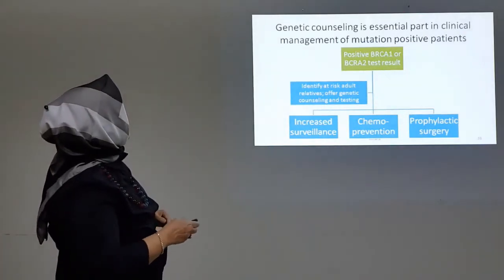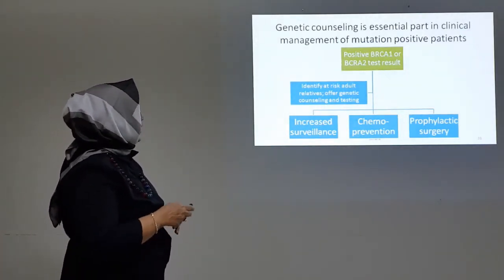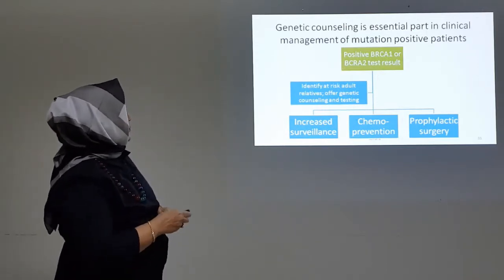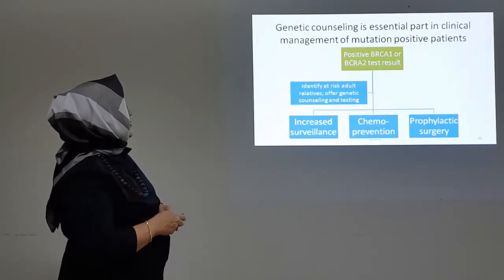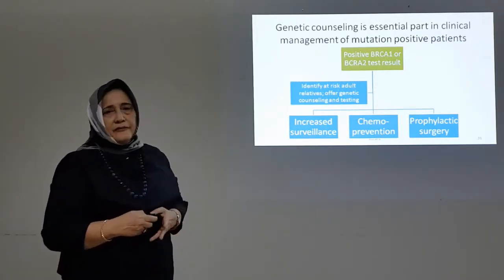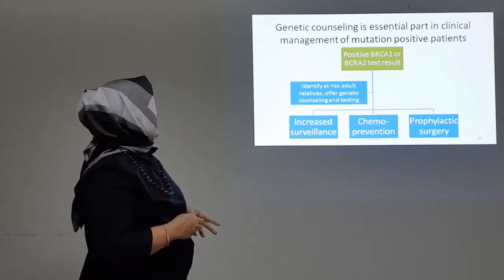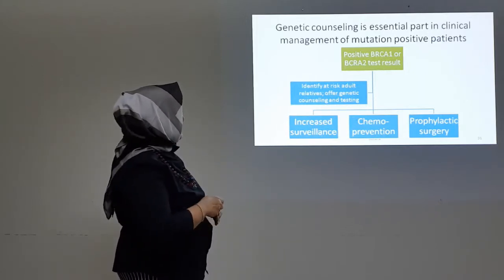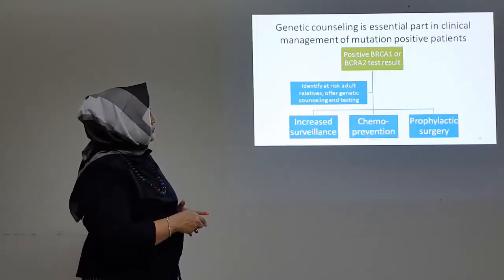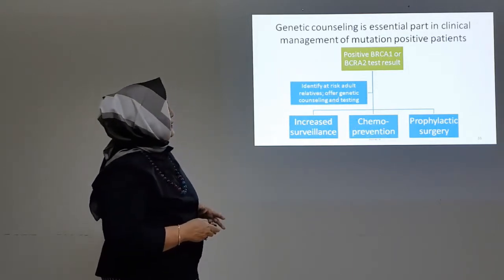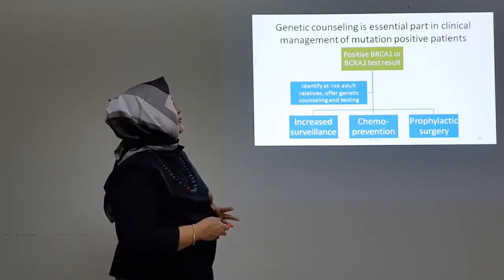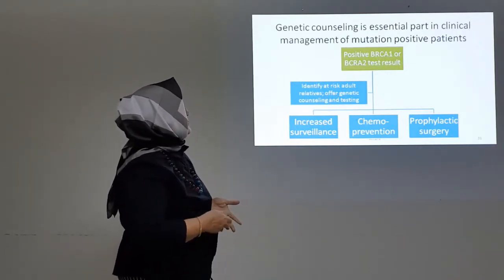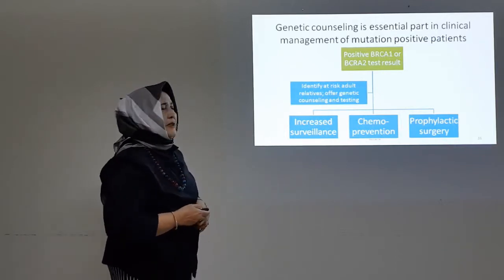So when you see a patient with a positive mutation, for example here in breast cancer, BRCA1 or BRCA2 mutation, you have to identify blood relatives at risk and offer genetic counseling and also testing. And you do surveillance of the patient first, and the next one you do chemoprevention, and then the last one depends on the patient and the family. We just offer, and they sometimes decide to do the prophylactic surgery.